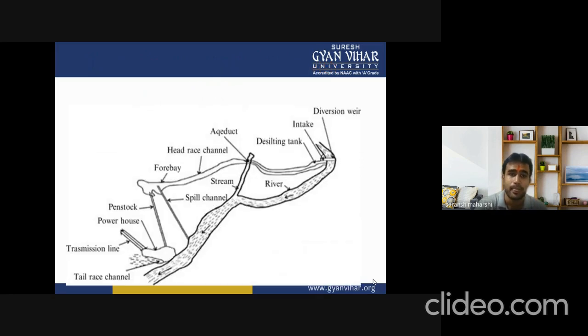And this is the diagram of this topic, where we will consider some components such as the tailrace channel, transmission line, powerhouse, penstock, forebay, headrace channel, stream, spillway, river, and the desilting tank.